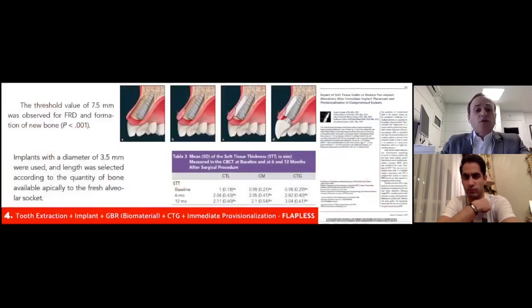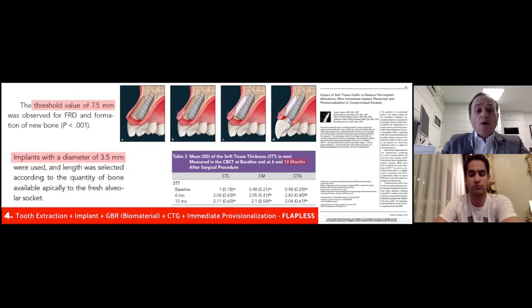Number 4, the tooth extraction plus implant plus GBR, CT graft plus immediate provisionalization using flapless surgery. This article was published last year, with a threshold value of around 7 millimeters that we can face from the buccal to the palatal aspect in order to apply this methodology. And they suggested using only implants with a diameter around 3.5 millimeters, but they didn't mention why they only use this kind of diameter. But it is a very short follow-up, around 12 months.